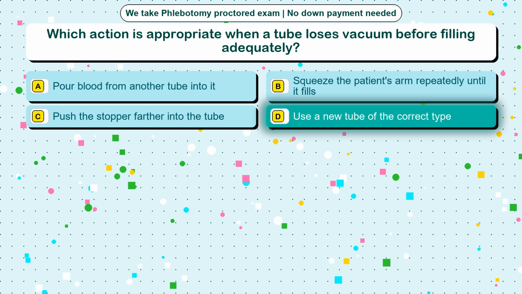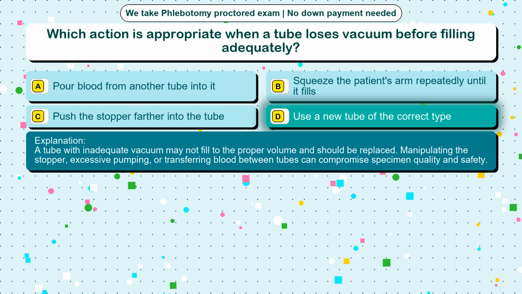The correct answer is option D. Use a new tube of the correct type. A tube with inadequate vacuum may not fill to the proper volume and should be replaced. Manipulating the stopper, excessive pumping, or transferring blood between tubes can compromise specimen quality and safety.